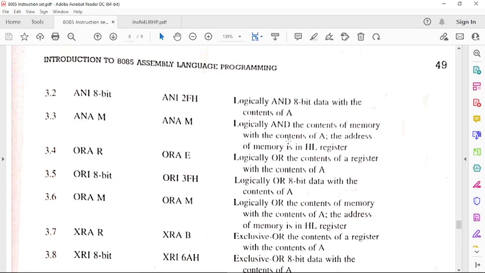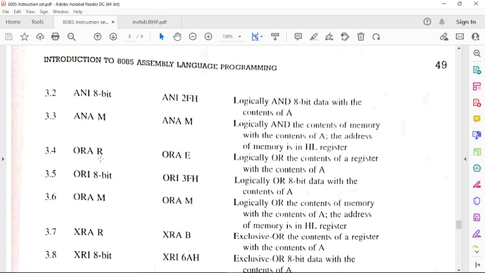ANA M: logically AND the content of memory with the content of the accumulator, and the address of memory is in the HL register. That means the data is present at the address which is stored in the HL register. We have to logically AND it with the content of the accumulator. The result is stored in the accumulator.